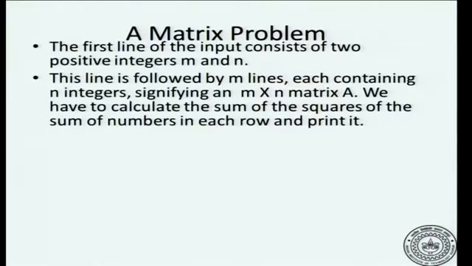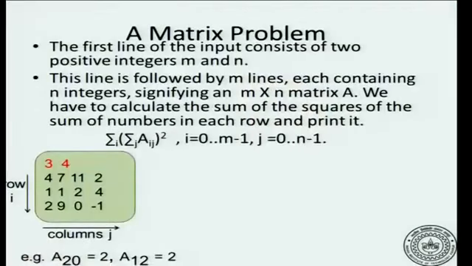We have to calculate the sum of the squares of the sum of numbers in each row. That's quite a mouthful. Let's look at the formula. So what I want to do is summation over j of aij. Once you do the sum, you square that and then do the summation over i. So i is an index which goes over the rows. In C, we adopt the convention that the first row starts with 0, and so it goes from 0 to m minus 1. Similarly, the first column starts with index 0, so it goes till n minus 1.